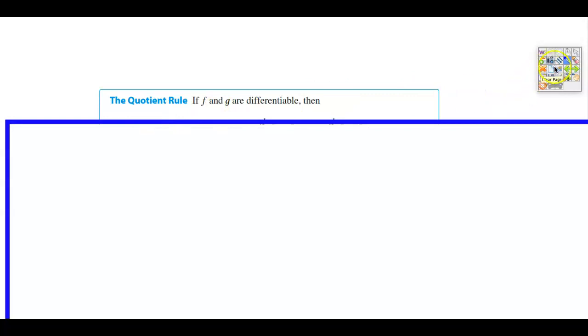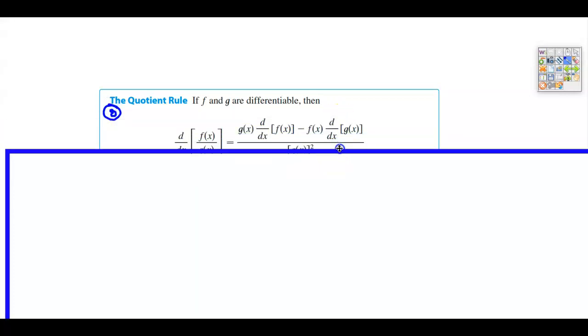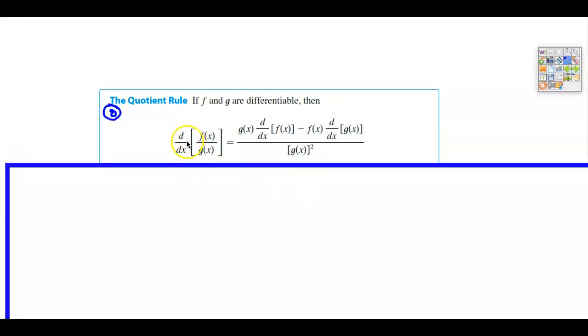So what was that, 7? I think this will be rule number 8. And this will get into the derivative of the quotient of two functions that are differentiable. And so you see that that would be g times the derivative of f minus f times the derivative of g, all over g squared.